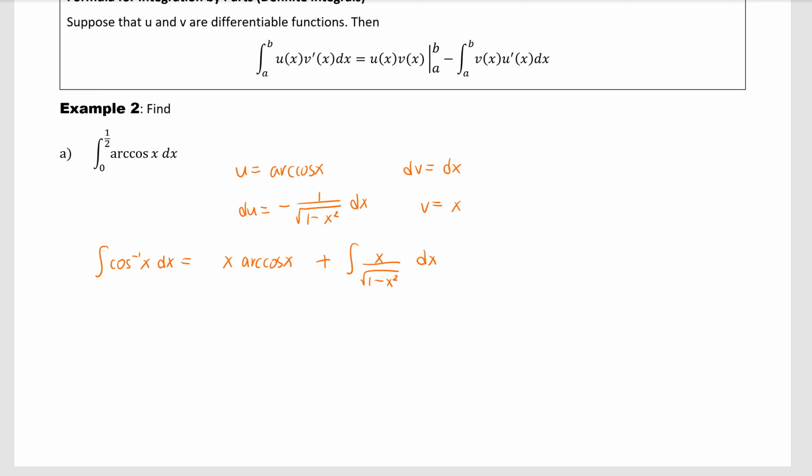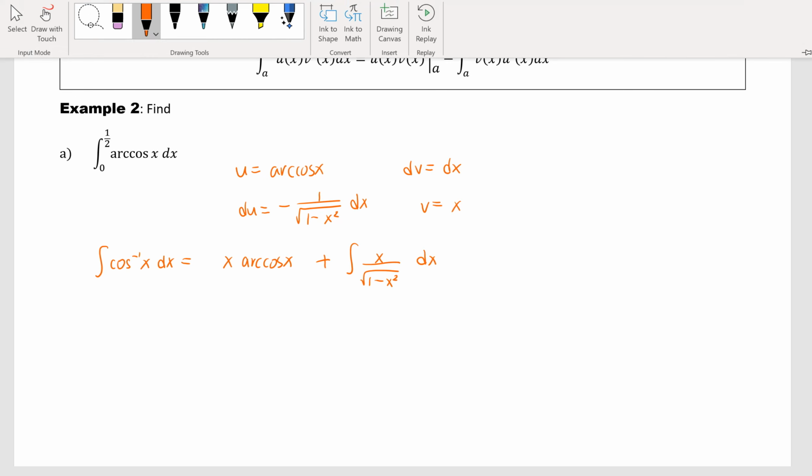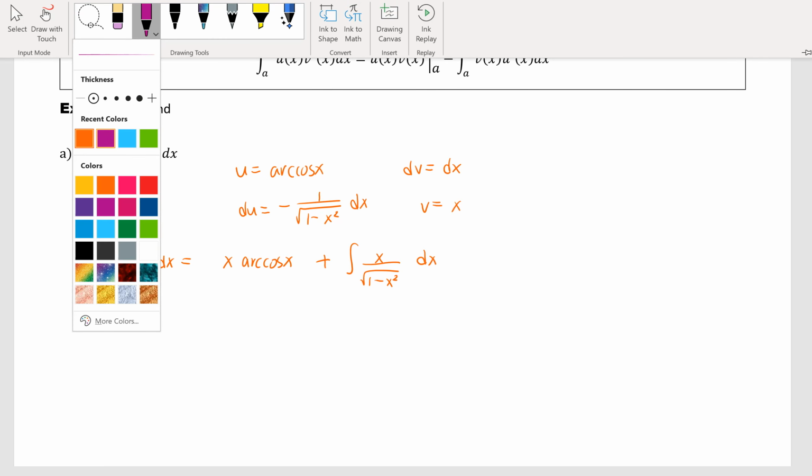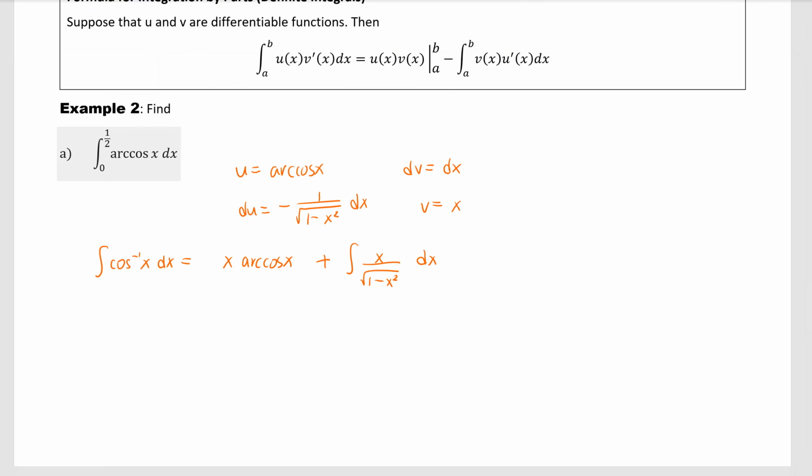Then here, you see there is another u substitution. Do you see the bottom here? The derivative of this guy is 2x dx. So if we let this be w, then dw is 2x dx.